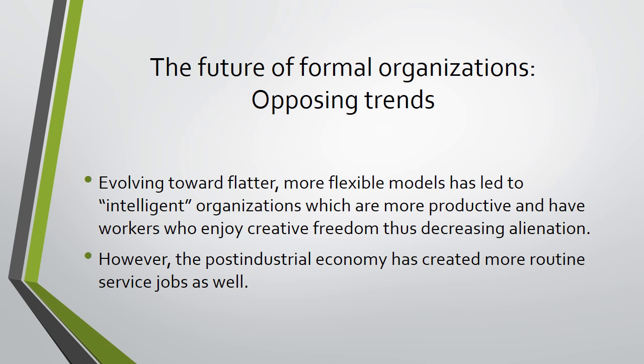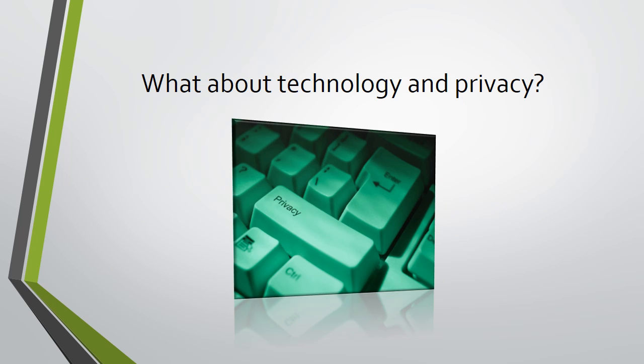Before concluding this presentation, let's take a look at the future of formal organizations. And there are some opposing trends. Evolving toward flatter, more flexible models has led to intelligent organizations, which are more productive, and they have workers who enjoy creative freedom, thus decreasing alienation. However, the post-industrial economy has created more routine service jobs as well, and more automation. Technology and privacy are opposing forces today.